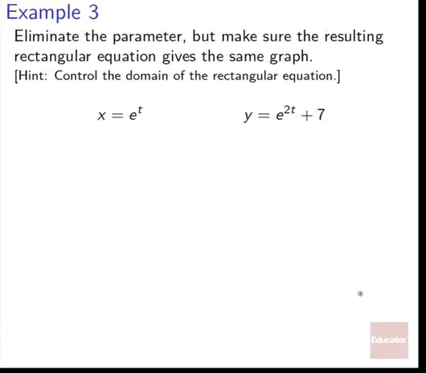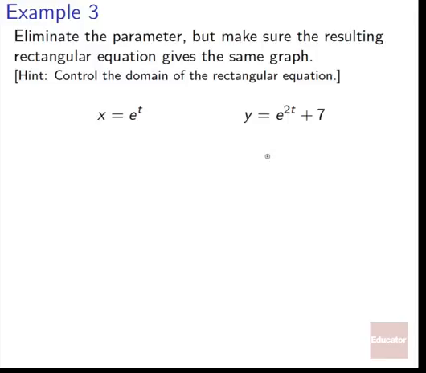All right, third example, eliminate the parameter, but make sure the resulting rectangular equation gives the same graph. The hint here is to control the domain of the rectangular equation. So before we try to eliminate this, let's look at what x equals e to the t, y equals e to the 2t plus 7 would look like. It'll look a lot like a parabola, surprisingly.